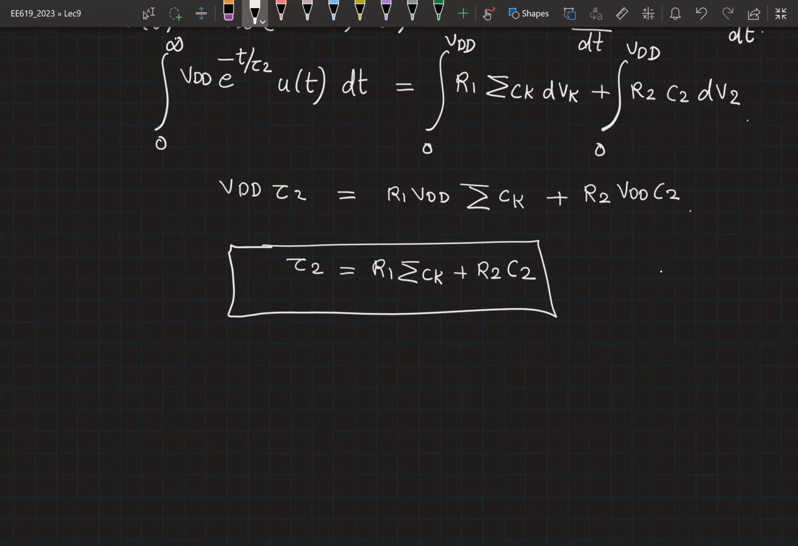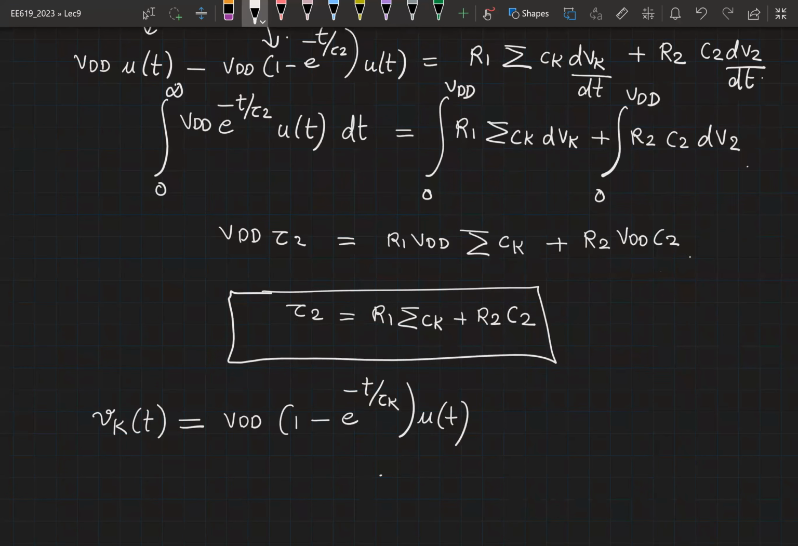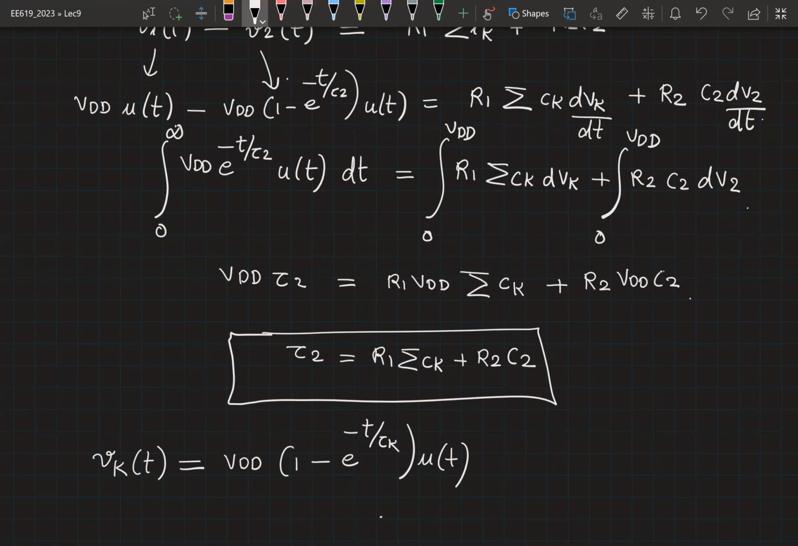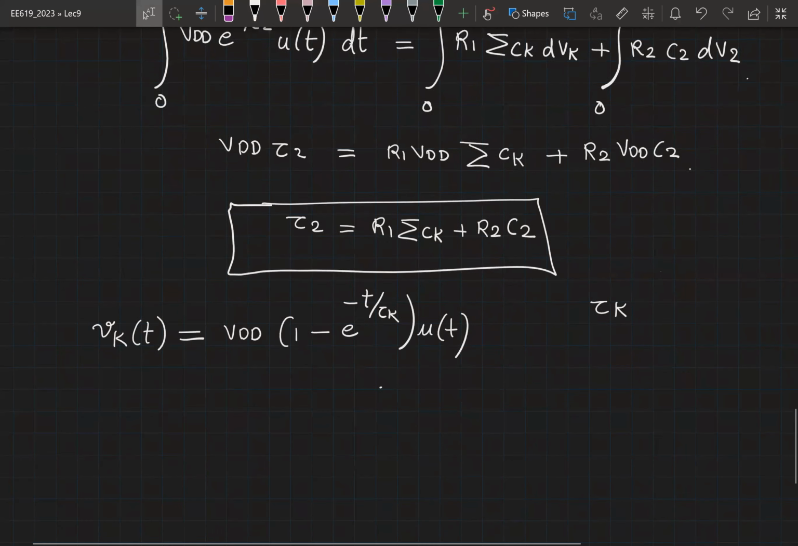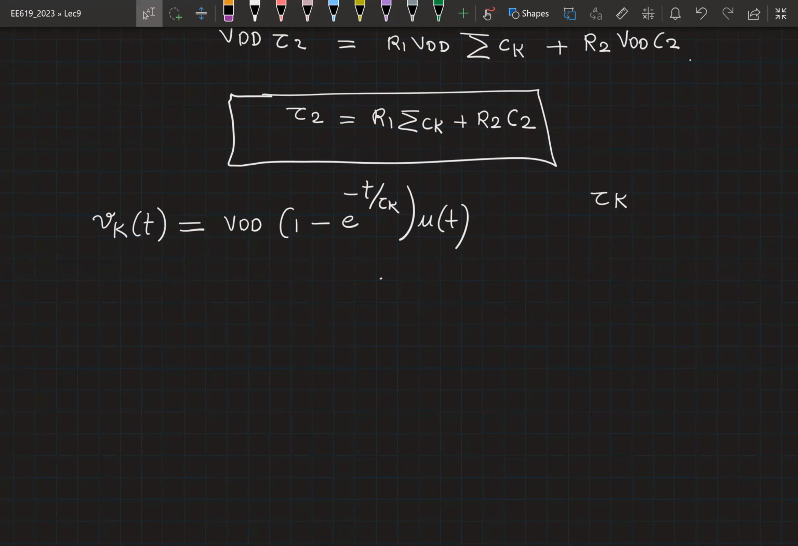So let me quickly summarize what we have done. All that we have done is we took a particular node, let's say Vk of t, and we said that this can be modeled using a first order response, VDD into 1 minus e power minus t by tau k into U of t, when you apply a Vi of t as VDD into U of t. And then basically using first principles, we were able to derive an expression for tau k. So we did this for a particular case where k was equal to 2, right? Now let me rewrite this equation into a form that is slightly easier to remember.